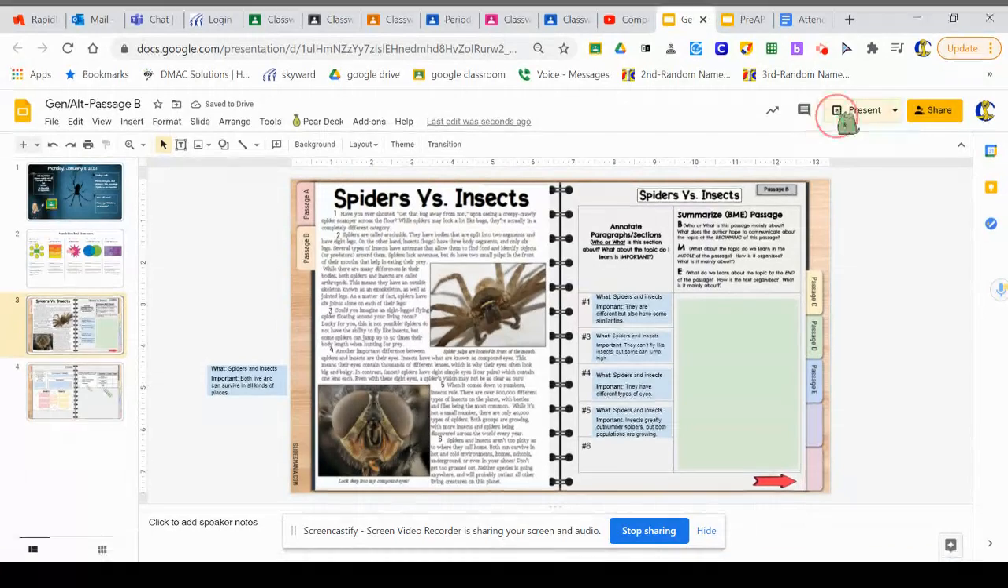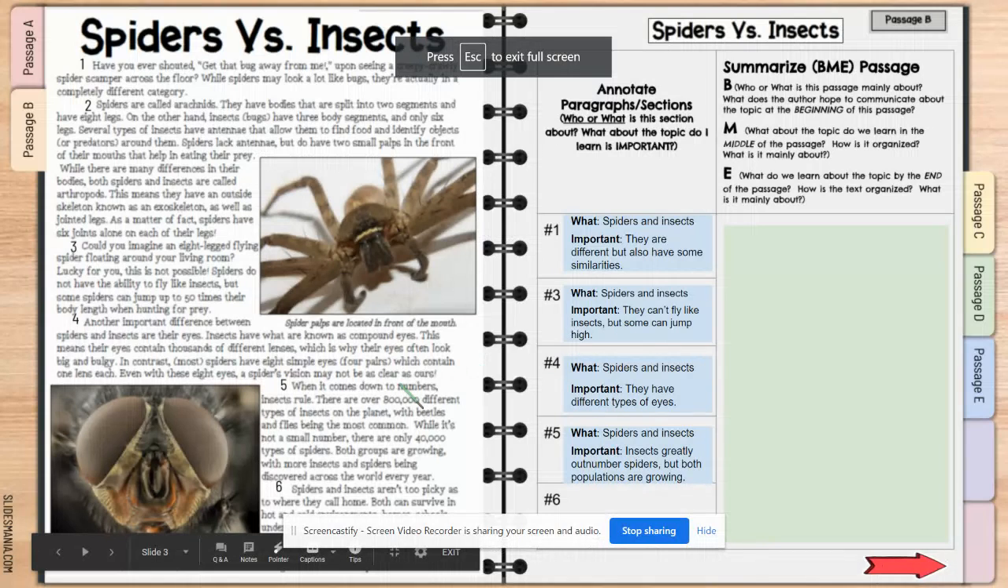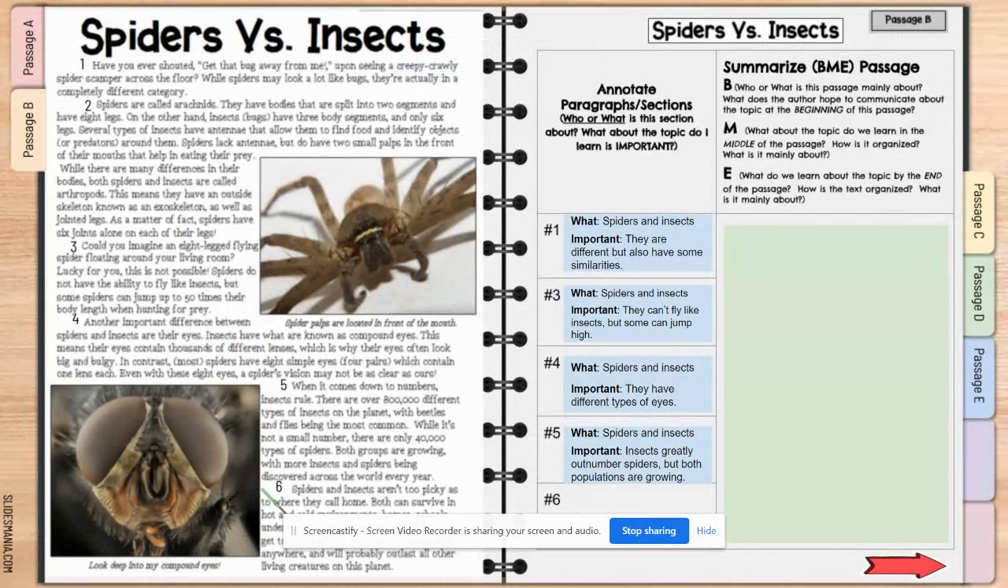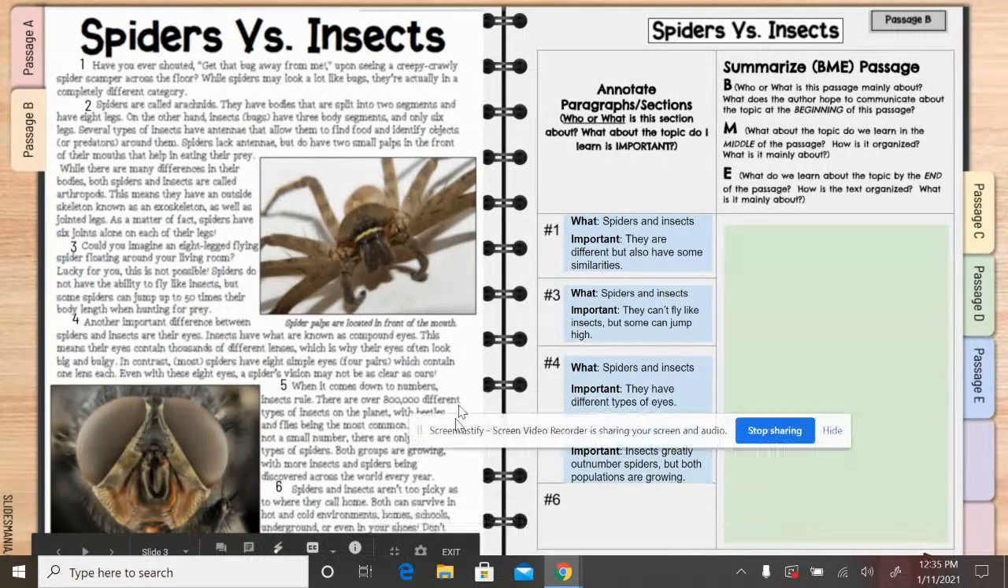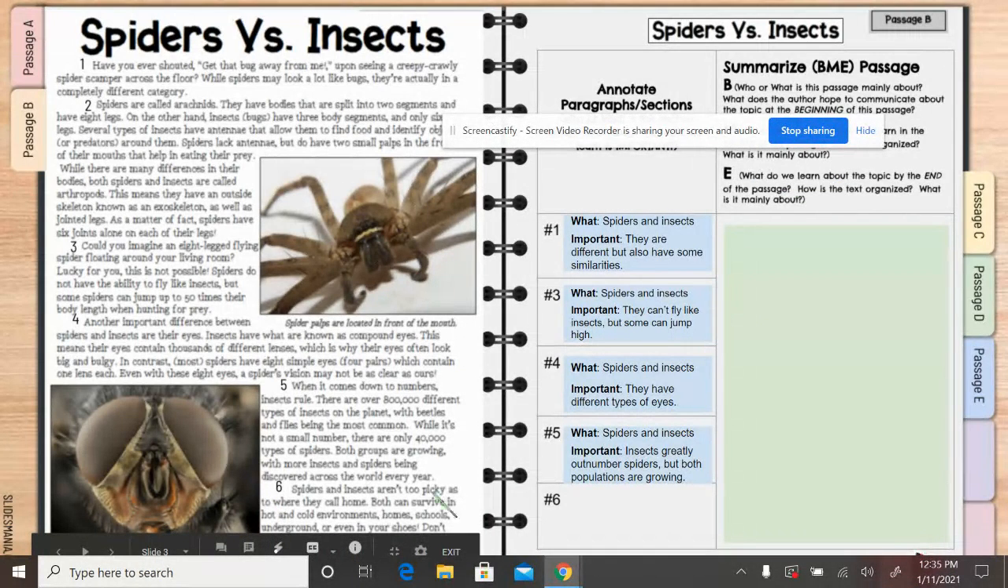Let's read the last paragraph. Paragraph 6. Spiders and insects aren't too picky as to where they call home. Both can survive in hot and cold environments, homes, schools, underground, or even in your shoes. Don't get too grossed out. Neither species is going anywhere and will probably outlast all other living creatures.